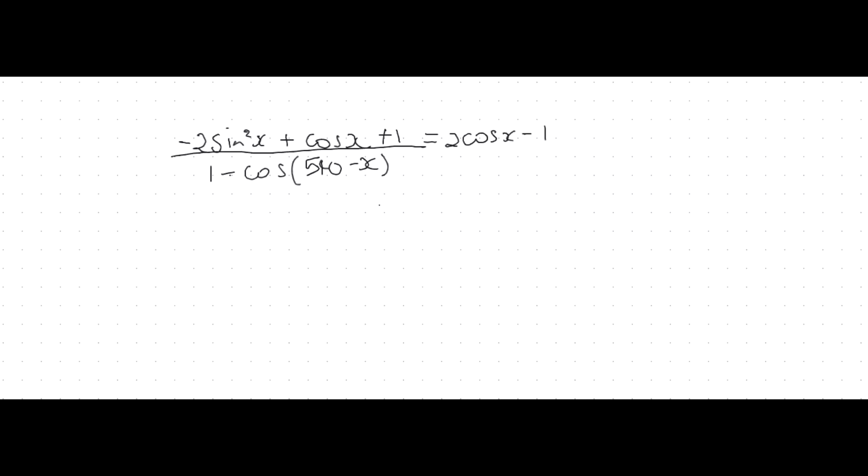The first thing that you should look for, when you are trying to solve these kinds of questions, is the side that is very complicated. It may happen that both sides need to be simplified, but start with the simpler one. Our right-hand side is already simplified. There is nothing you can do on this one. So we now have to simplify the left-hand side. So the left-hand side is equal to minus 2 sine squared x plus cos x plus 1 divided by 1 minus cos of (540 minus x).